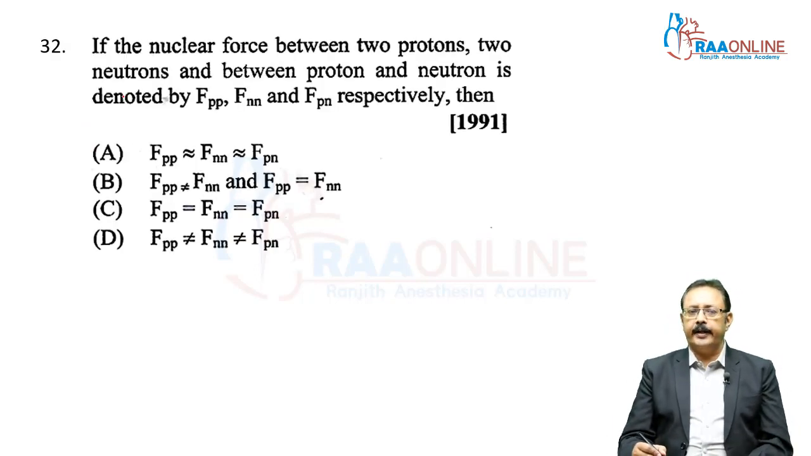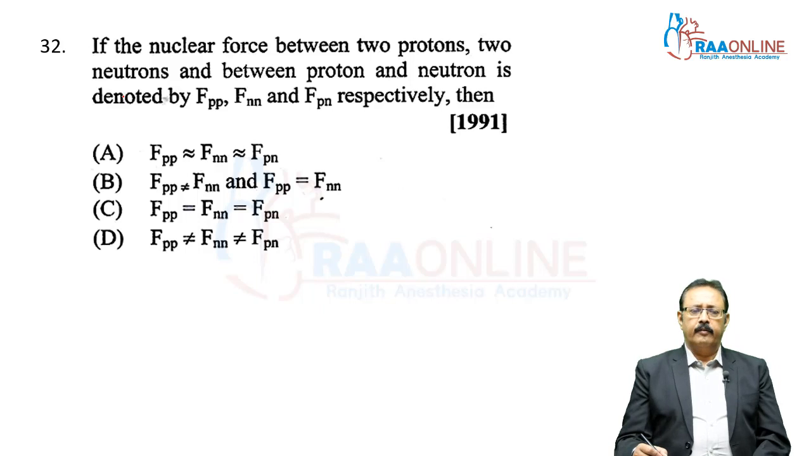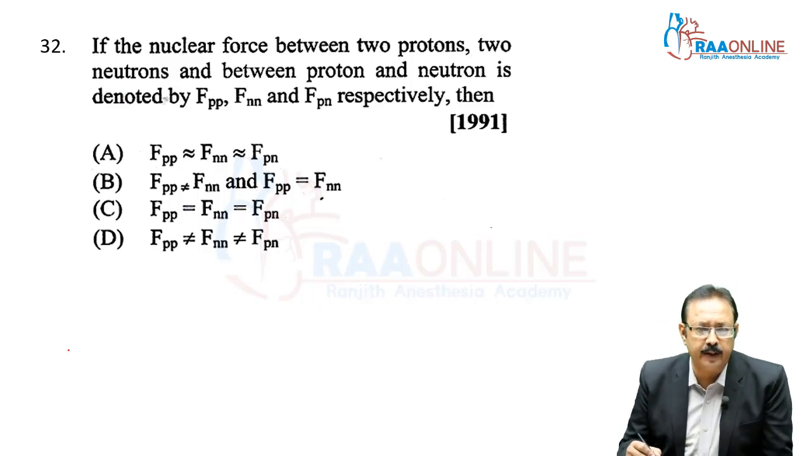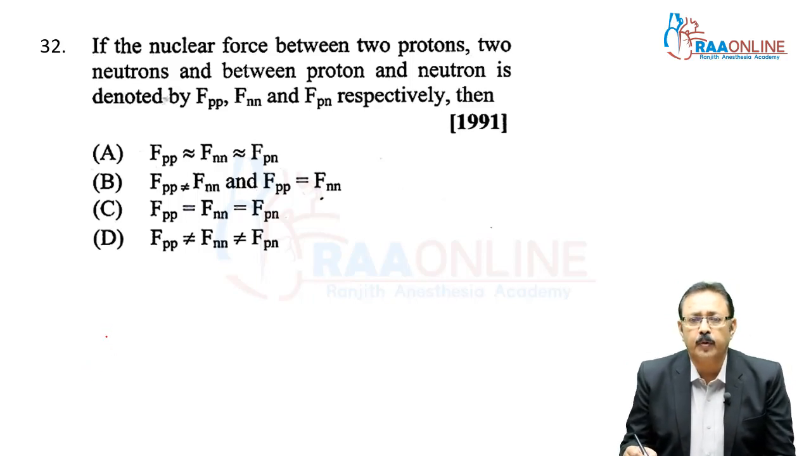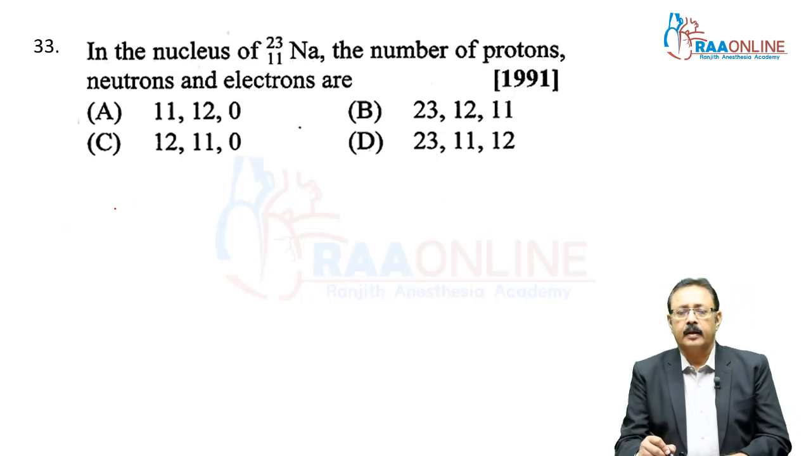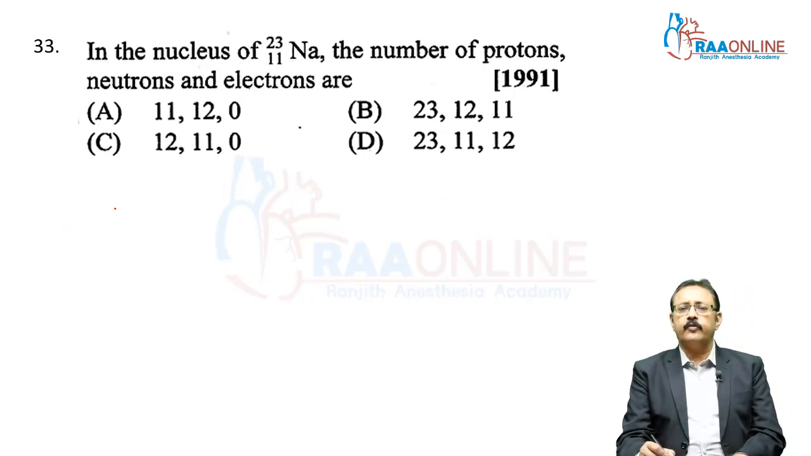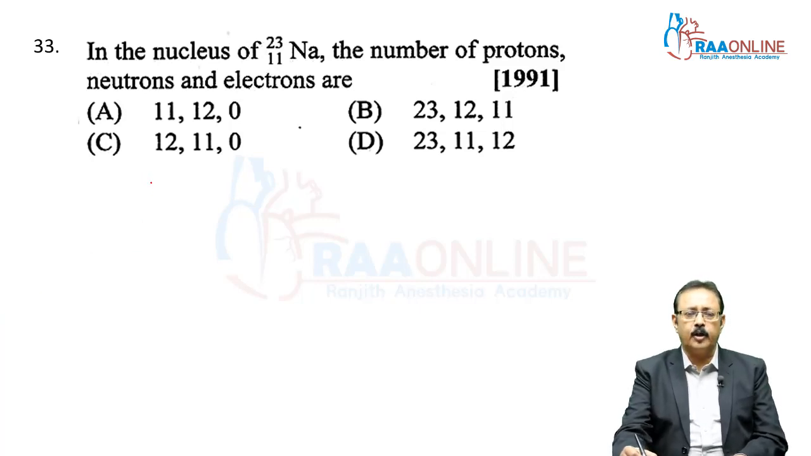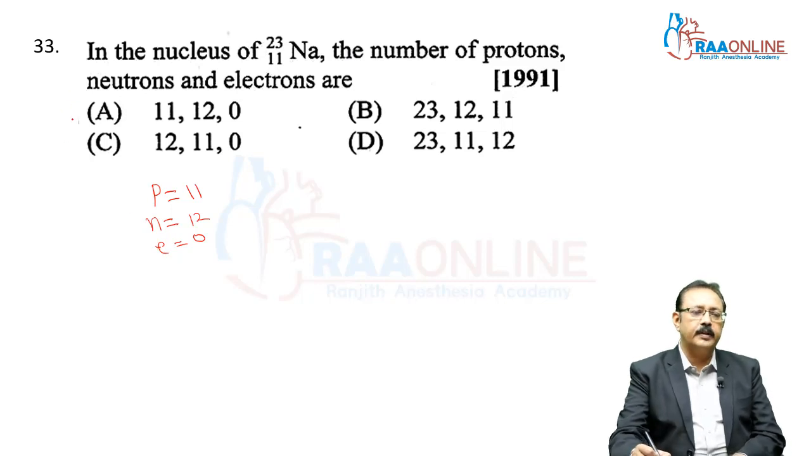Next, it is from 1991 AIPMT. If the nuclear forces between two protons, between two neutrons, and between a proton and a neutron are denoted by FPP, FNN and FPN respectively, then we know that these are nuclear forces. And all neutrons and protons are present in the nucleus at the same distance. So the forces should be the same. 1991 AIPMT. In the nucleus of 11 Na 23, the number of protons means the atomic number. So it is 11. Number of neutrons, the difference of mass number and atomic number, is 12. In the nucleus, you will not find any electron, so it should be 0. So 11, 12, 0, we are going with A.